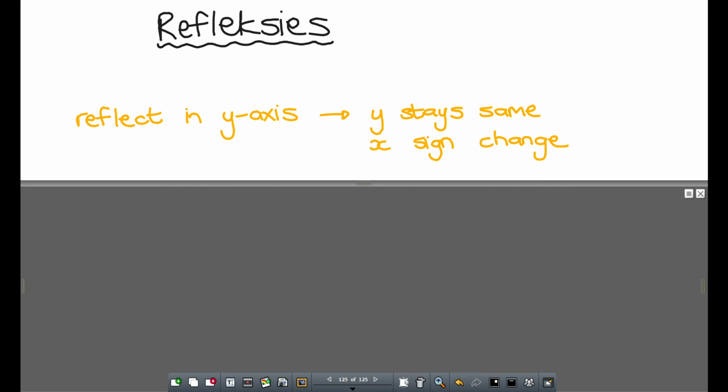Kyk, want daar is my y-as en hier is my x-as. Okay, so reflect, the word reflect makes me think of a mirror, nee? So you're mirroring, jy weerspieël eintlik, net weer aan die ander kant van daai as. So as ek praat van reflecteer in die y-as, then the y-axis is my mirror. So whatever was on that side, I am going to reflect on this side. Jy flip hom oor die y-as. You guys get what I mean?